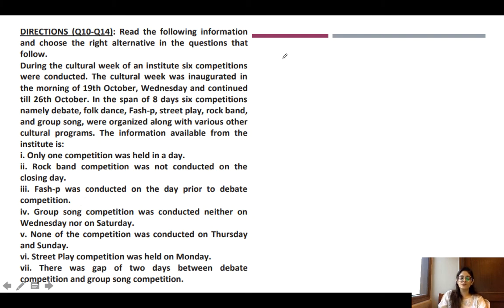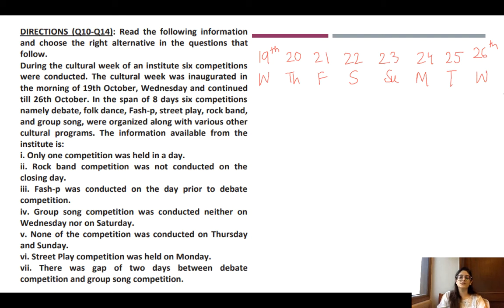So let's begin with the first thing. First of all, it is given that our cultural program started from 19th. What day was it on 19th? Wednesday. And until when did it continue? It continued till 26. So in between we have 20, 21, 22, 23, 24, 25 and 26. So Wednesday, we have Thursday, Friday, Saturday, Sunday, Monday, Tuesday and Wednesday. So this is the span.